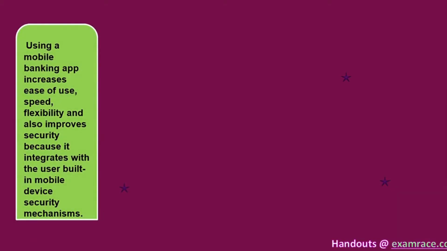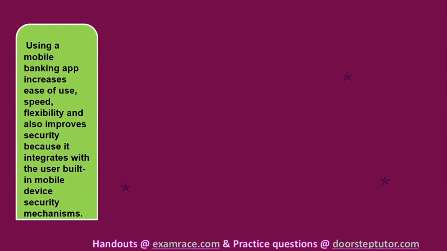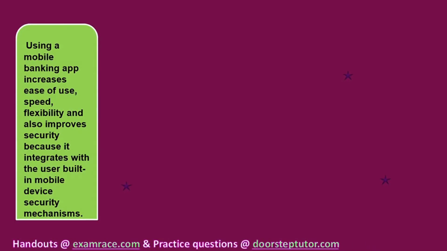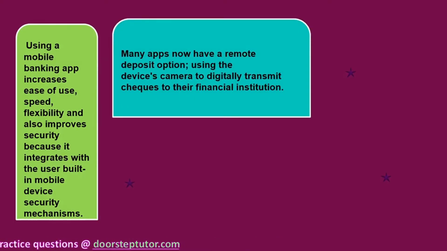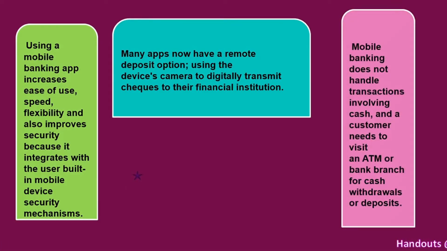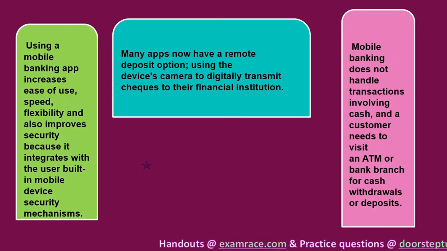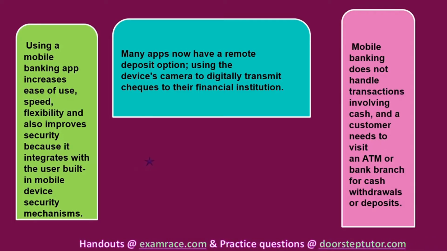Using a mobile banking app increases ease of use, speed, flexibility, and improves security because it integrates with the user's built-in mobile device security mechanisms. Many apps have a remote deposit option using the device's camera to digitally transmit checks to their financial institution. It does not handle transactions involving cash. So a customer needs to visit an ATM or bank branch for cash withdrawals or deposits.